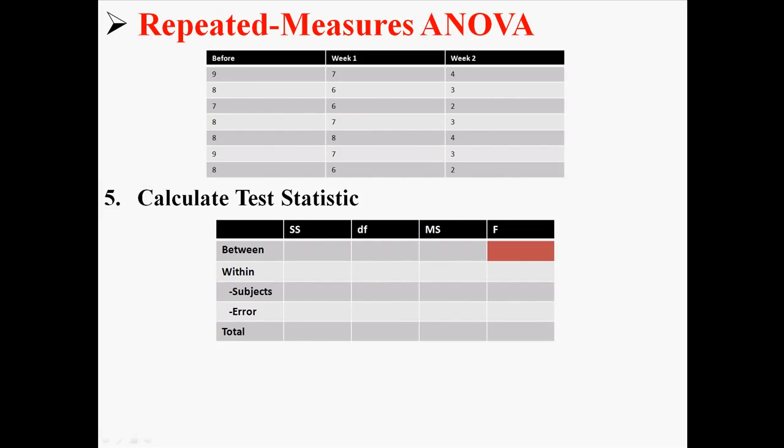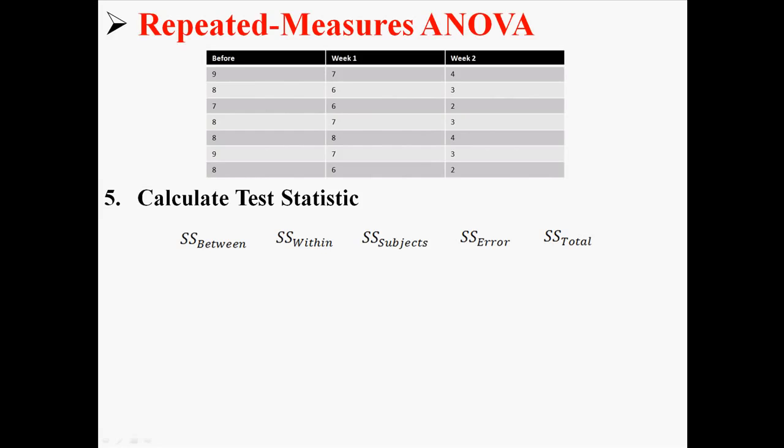Because we're measuring the same people multiple times, we can now split that up into those 2 groups and account for it. So I'm going to put in the degrees of freedom that we already know, 2, 18, 6, 12, and 20. Notice that degrees of freedom between plus degrees of freedom within is still equal to degrees of freedom total. Also notice that degrees of freedom subjects and degrees of freedom error is equal to degrees of freedom within, because that's just a subset of that. So now we just need to find the sum of squares for each of those.